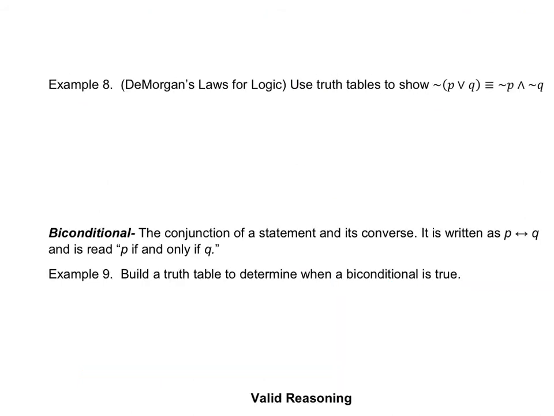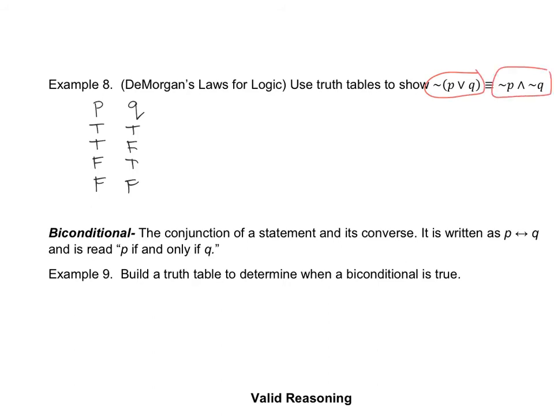Okay, now looking at example 8, it looks super similar except the ors and the ands are kind of flip-flopped, so let's pay careful attention. But we start the same way. I see two statements, P and Q, so I'm going to write down all of the different ways that those guys can happen together. And then I'm going to look individually at each side. So the left side, and then I'll look at the right side.